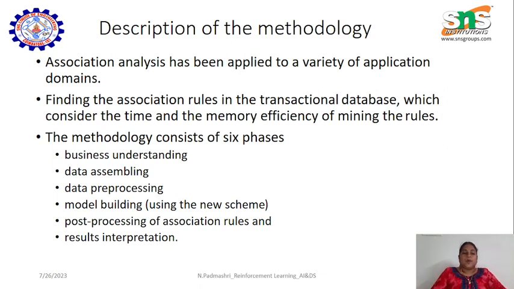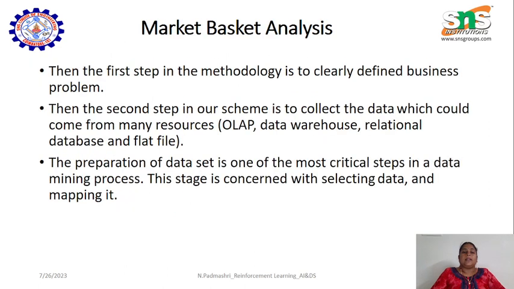The next is post processing of association rule. So pre-processing I have done, and we have built the model also by using some new scheme. Next will be post processing of association rule. After we apply all those association rules, what will be the result? The last one will be the result interpretation. So by having all these 6 stages, we are going to analyze the product in the market basket analysis. I'll be explaining each phase in detail.